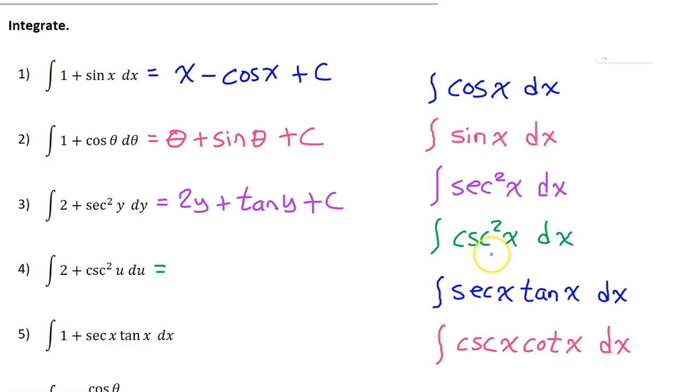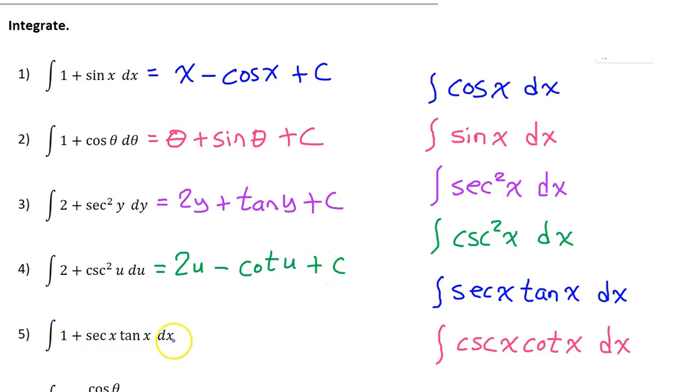Cosecant squared is on the list, so we can jump right in. We are integrating with respect to u. So the antiderivative of 2 will be 2u. The derivative of what is cosecant squared? The derivative of cotangent is negative cosecant squared. So the derivative of negative cotangent will be positive cosecant squared. Don't forget the plus c.